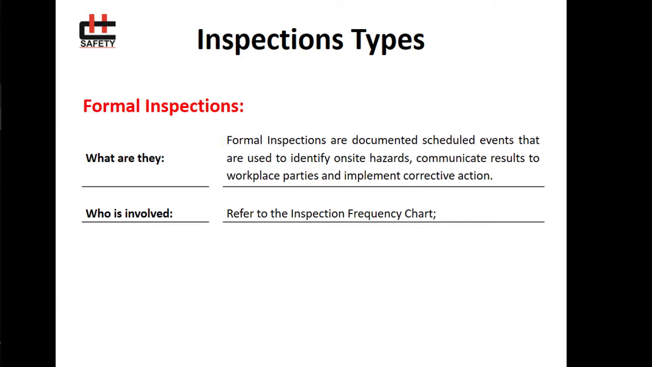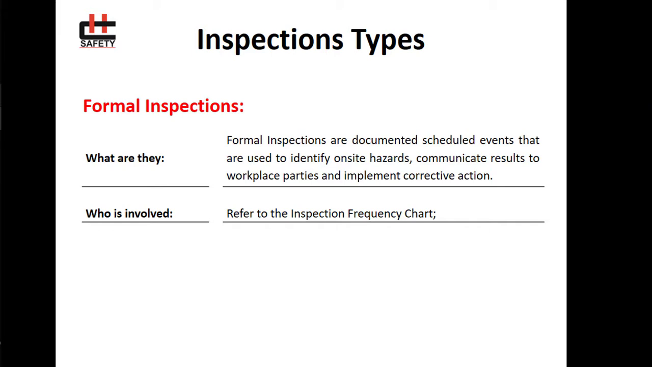The second type of inspection is called a formal inspection. What are they? Formal inspections are documented, scheduled events that are used to identify on-site hazards, communicate results to workplace parties, and implement corrective action. Who is involved?